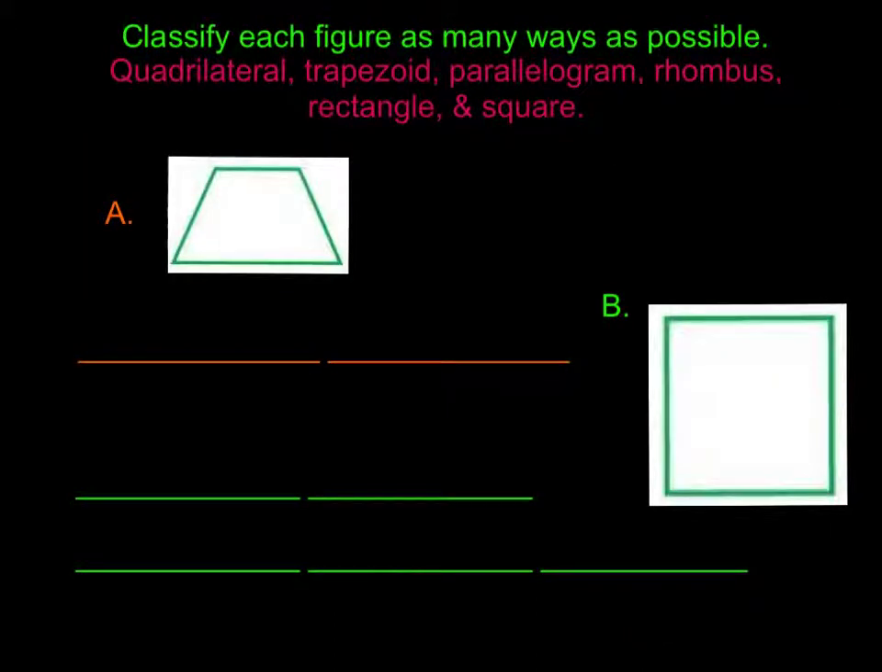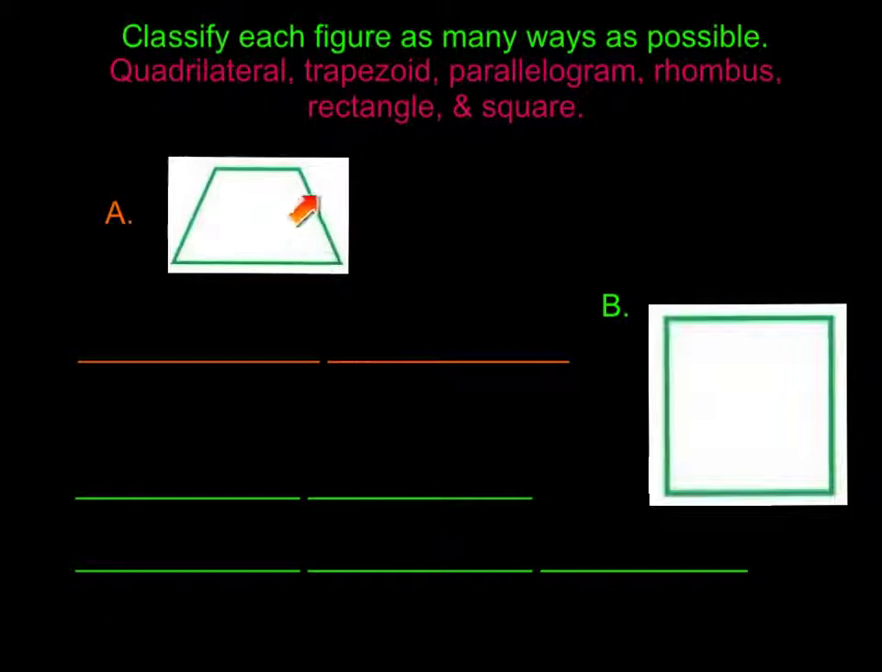On this next slide, we need to classify each figure as many ways as possible. Now, when it says classify, that's like sort them into specific categories. So in this case, we have quadrilateral, trapezoid, parallelogram, rhombus, rectangle, and square. And so now we need to classify. So we're going to classify figure A first.